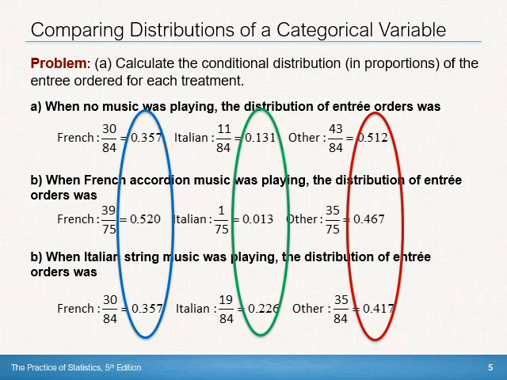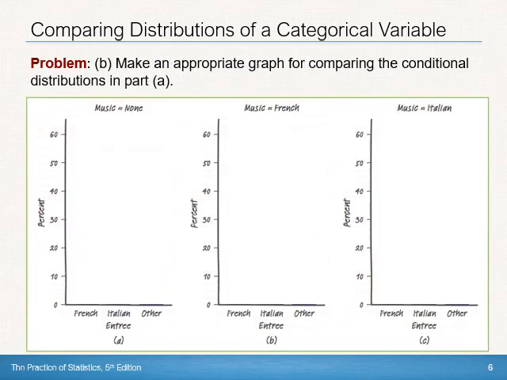So it might be good to use a bar graph. Now we know these aren't histograms because they're categorical data. So create bar graphs for each one: for no music playing, for French music playing, and for Italian music playing.